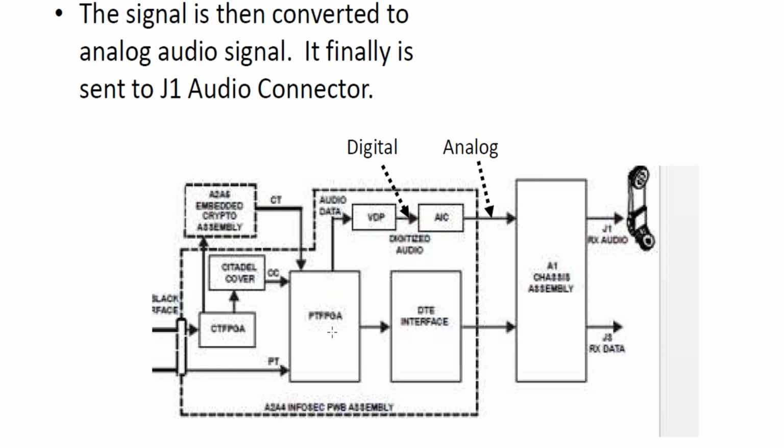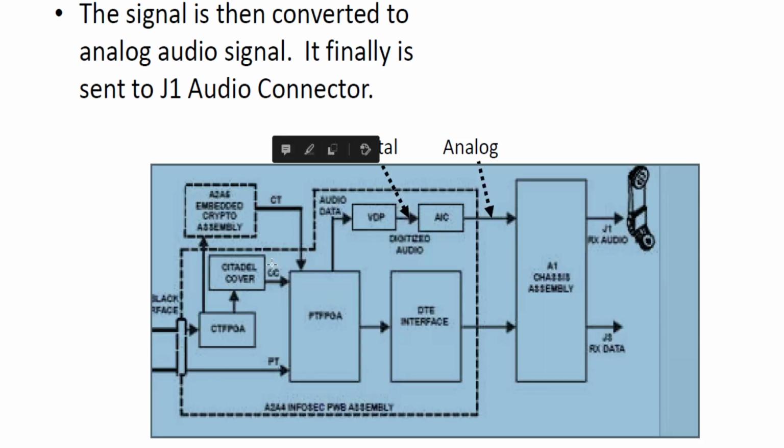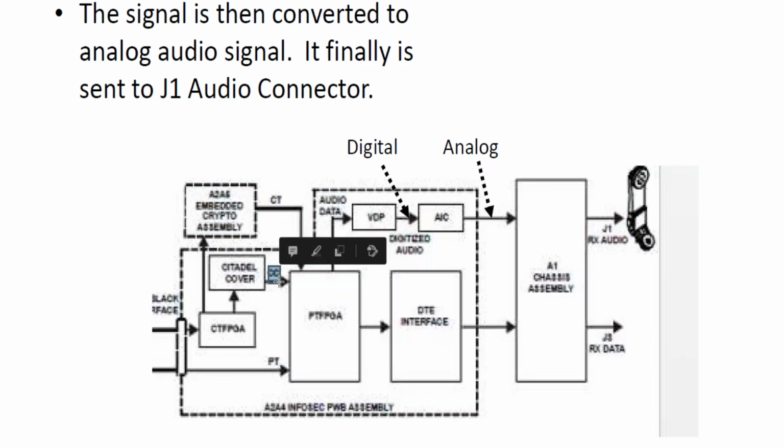Okay. Data, if it's data, it'll just come through here. We'll go through that. And then ciphertext, it's going to get converted into something called red data at this point. And the red data is going to be the unencrypted. Now, it won't be considered red data or red until after it goes through either this portion, the embedded crypto assembly, or it goes through here after the Citadel cover portion, right? Because it's still encrypted until it goes through one of these two devices that encrypted it originally, correct?